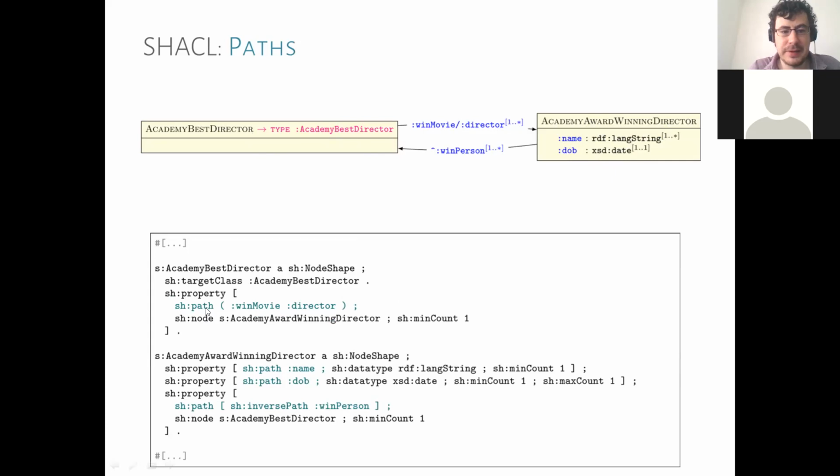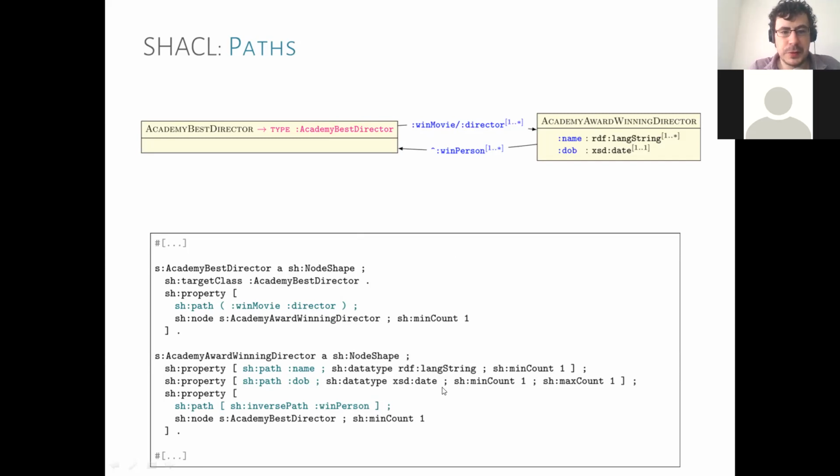Okay, so we write it like this in SHACL. We say path here. We use just a list. So we say win movie followed by director. That's how we write this path here. And this path here, we write it as the inverse of win person.